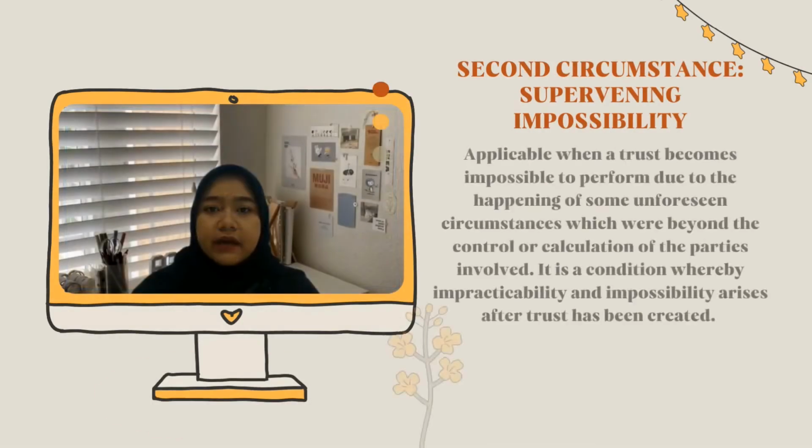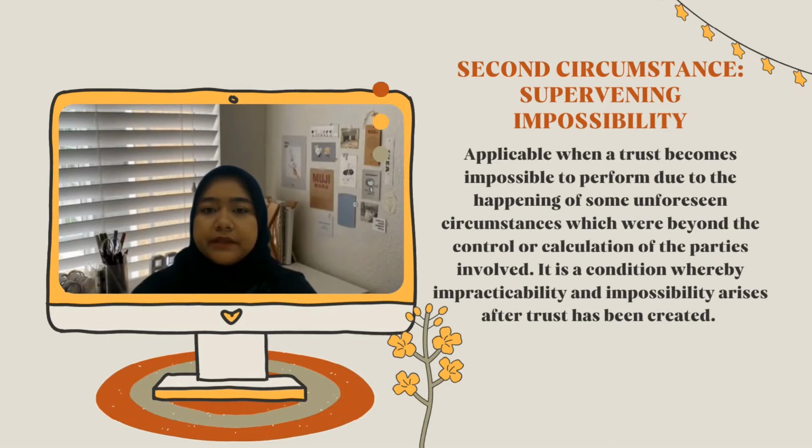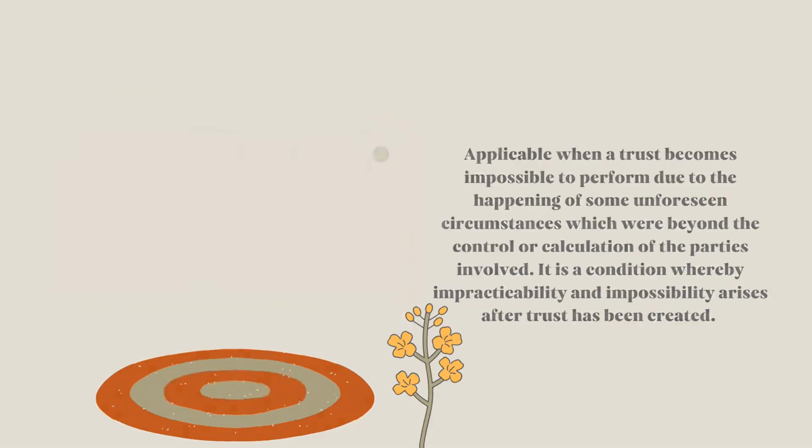Next, I will continue on supervening impossibility, which occurs when the trust becomes impossible to perform due to the happening of some unforeseen circumstances which were beyond the control or calculation of the parties involved. It is a condition whereby impracticability and impossibility arise after the trust has been created. The rule is that once a charity is established, it is not allowed to fail as the property has been given out to charity. Thus, the gift cannot fail because it has already taken effect.